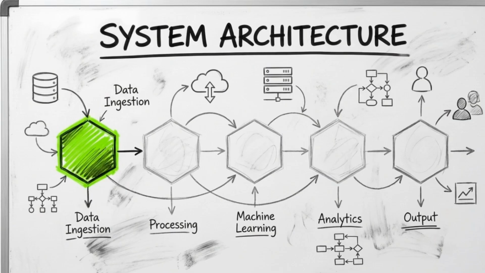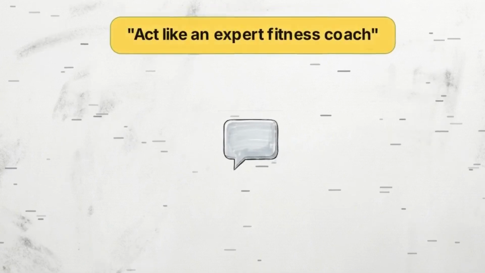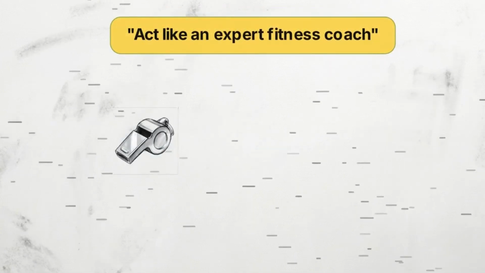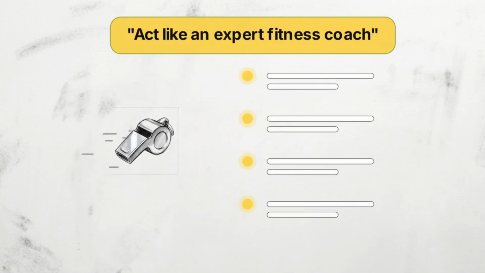By the end of this video, you will have a 5-step framework to command ChatGPT as a specialized expert for any task. Step 1 is setting the baseline. We start by assigning the AI a specific role. Asking for a workout gets you generic advice. Instructing it to act like an expert fitness coach changes its vocabulary, forcing the model to filter its knowledge through the lens of a professional trainer.